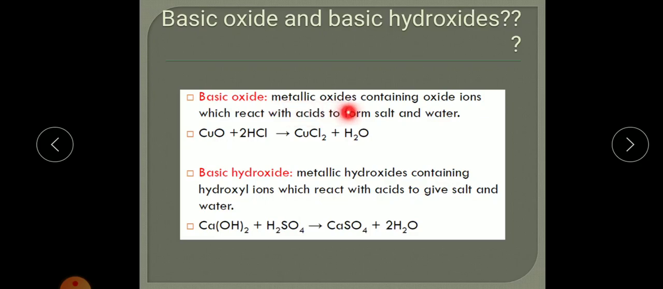Metallic oxides containing oxide ions which react with acid to form salt and water are called basic oxides. For example, copper oxide reacts with HCl acid to give salt and water, so it is a basic oxide. Basic hydroxides are metallic hydroxides containing hydroxyl ions which react with acid to give salt and water. For example, calcium hydroxide reacts with sulfuric acid to give calcium sulfate and water. So both metallic oxides and metallic hydroxides react with acid to give salt and water.